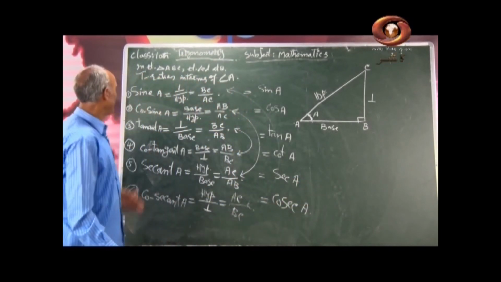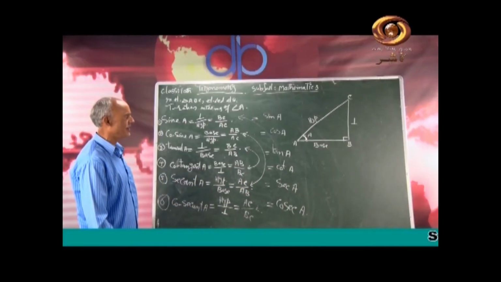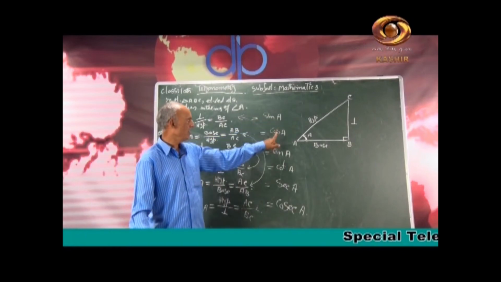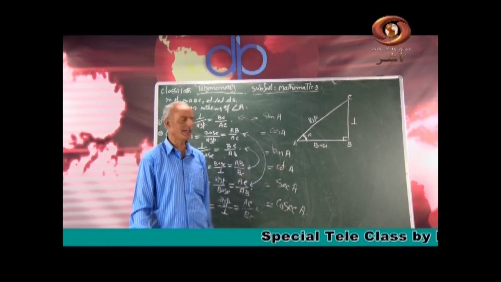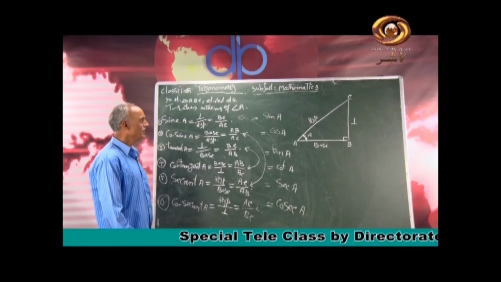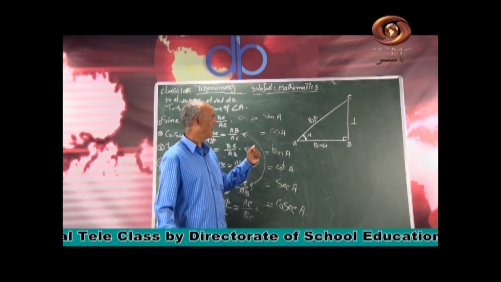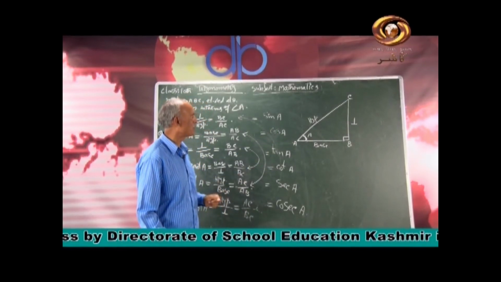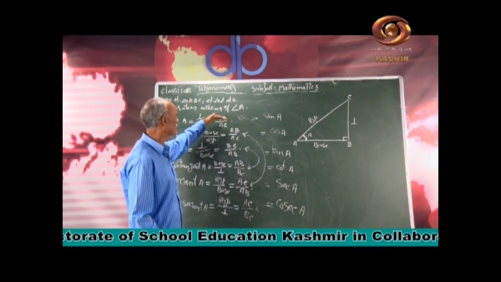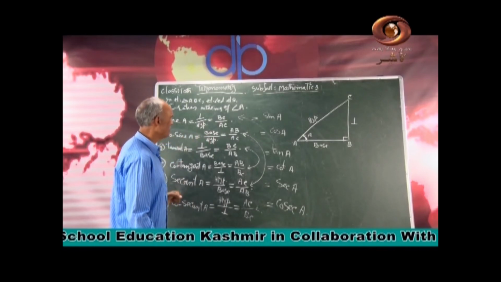So we can abbreviate these six different trigonometric ratios simply as sin A, cos A, tan A, cot A, sec A and cosec A. But one thing we have to remember, this is not the product between sin and A, or cos and A, or tan and A. This is not a product between two things, it is the ratio between two sides.